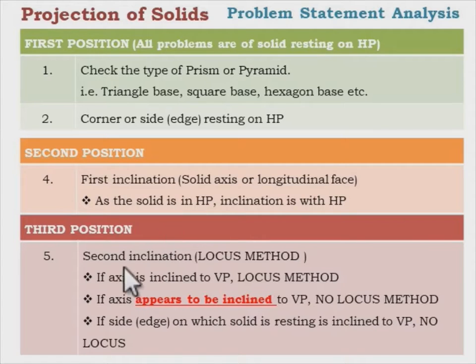In third position, where we consider the second inclination, we also decide whether a locus method is to be used or a no locus method is to be used. If axis is inclined to VP, locus method. If axis appears to be inclined to VP, then it is a no locus method. If side or edge on which the solid rests is inclined to VP, then it is a no locus method.